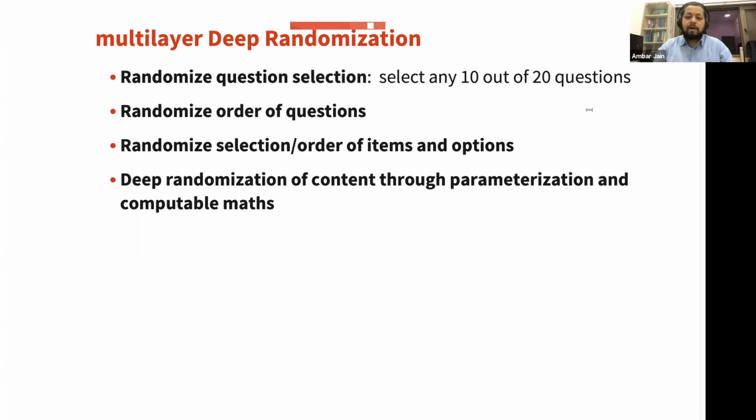Where Examiner stands apart from all of them is deep randomization, where we randomize content through parameterization and computable mathematics. What that means is that everyone is delivered the same question, where the same concept is being tested, but we change the content internally. Some of the numbers are randomized, some of the functions can be randomized, images can be randomized. With computable mathematics and Wolfram Language capabilities, we are able to do arbitrary parameterization and arbitrary deep randomization. It's not just limited to numbers, it can be expressions, images, all of those things.